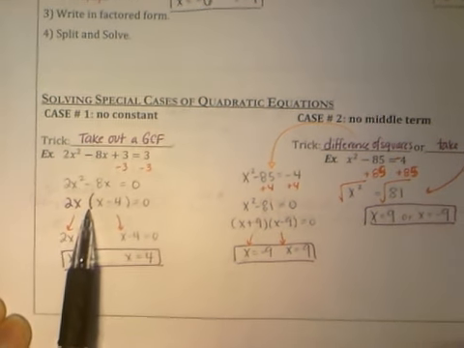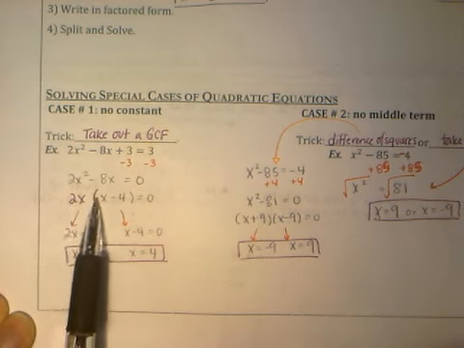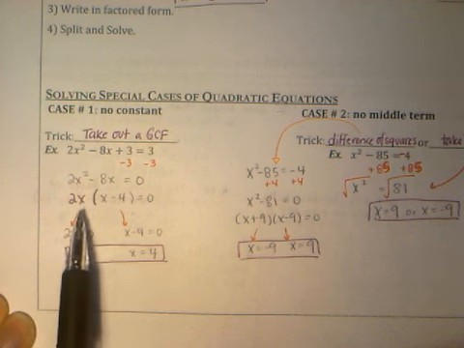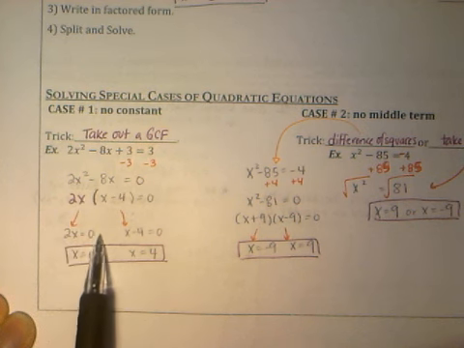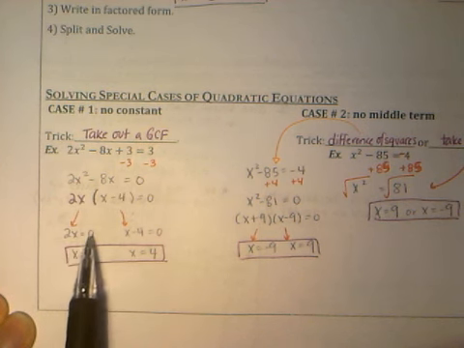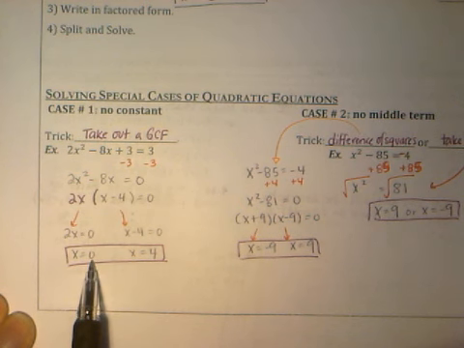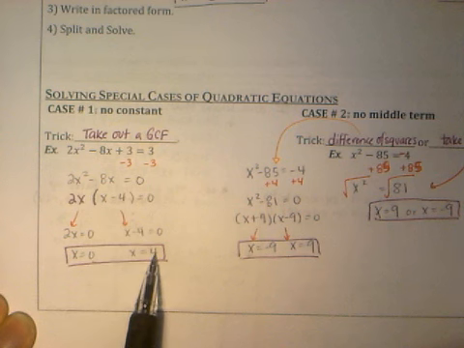The only key thing to remember is that even though this doesn't have parentheses, it's still a factor, and it still becomes the source of a root. So I still set it equal to 0, and when I divide by 2 on both sides, x equals 0 is a solution, as is positive 4.